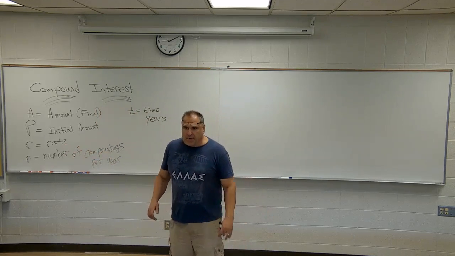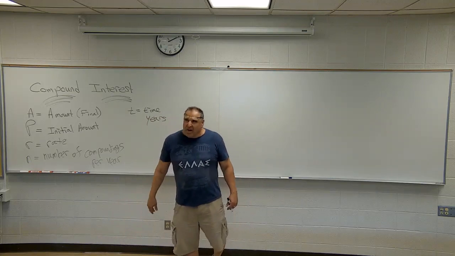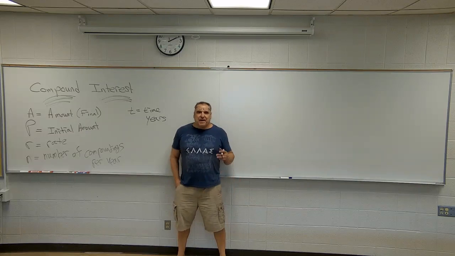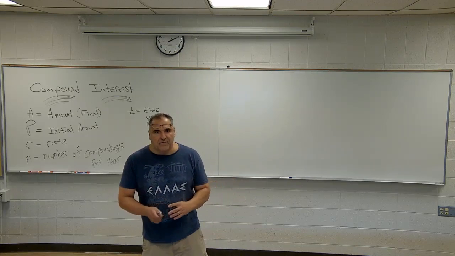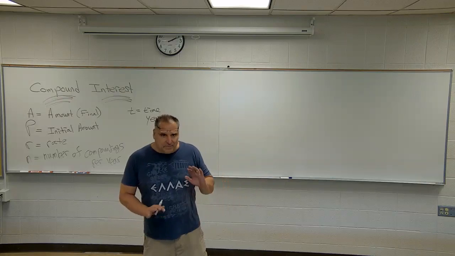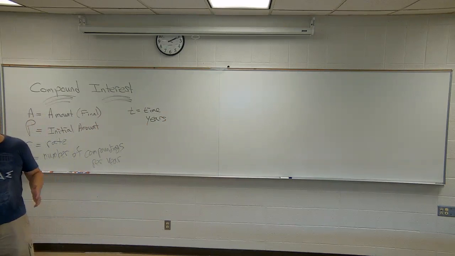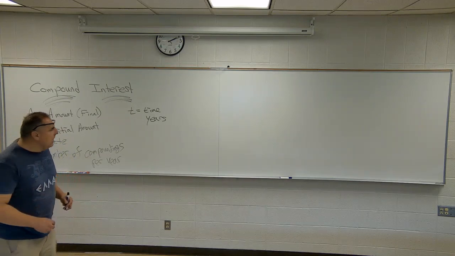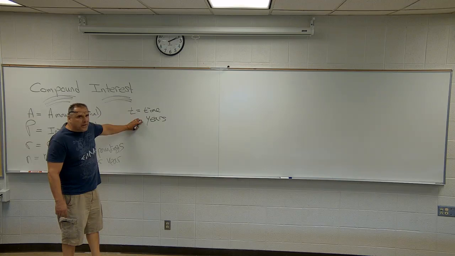They say to you, hey, this investment is for 730 days. Well, let's not play games with leap years or anything like that. If you take 365 days, which is a year, and double 365, it is 730 days. So 730 days is how many years? 2 years. So if they told me 730 days, please don't write 730 right here for time. It's 730 days, but they want it in years.